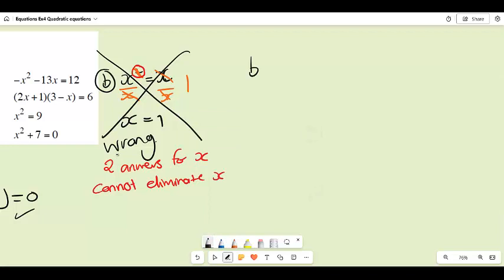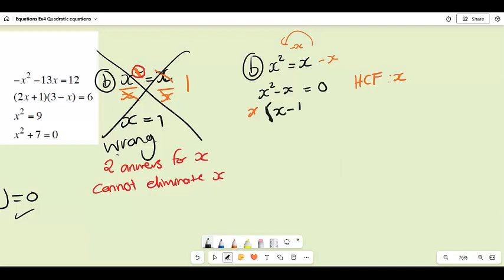We are going to say question B is x squared is equal to x. We take the x over, so we say minus x on both sides, which means I have x squared minus x is equal to 0. Good. Now I can take out my highest common factor, which is going to be x. So if I take x out, I am left with, in the bracket, x minus 1, and that's equal to 0.